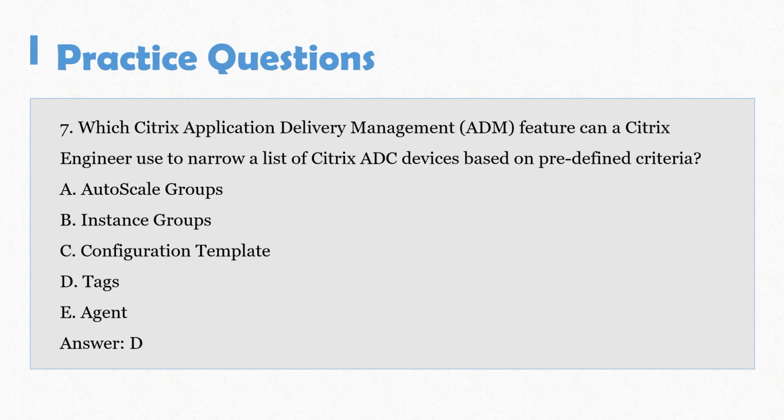7. Which Citrix Application Delivery Management (ADM) feature can a Citrix engineer use to narrow a list of Citrix ADC devices based on predefined criteria? A. Auto-scale groups. B. Instance groups. C. Configuration template. D. Tags. E. Agent. Answer: D.